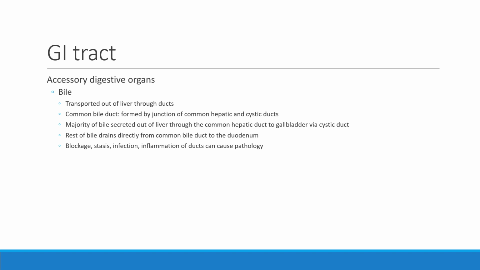Majority of the bile, 75%, is secreted out of the liver through the common hepatic duct to the gallbladder through the cystic duct. The rest of the bile drains directly from the common bile duct to the duodenum. Blockage, stasis, infection, and inflammation of ducts can all cause health problems.